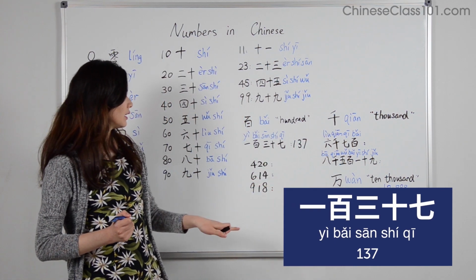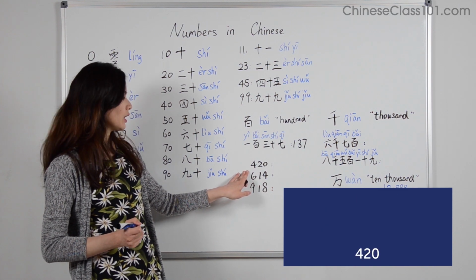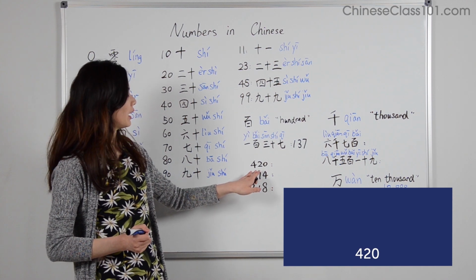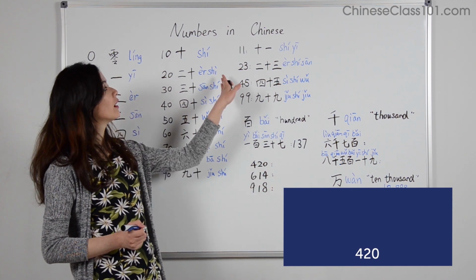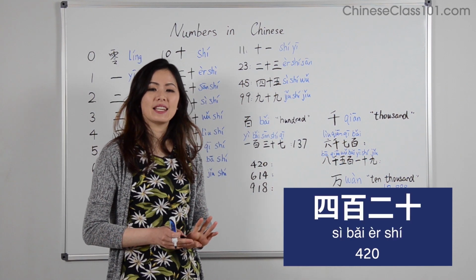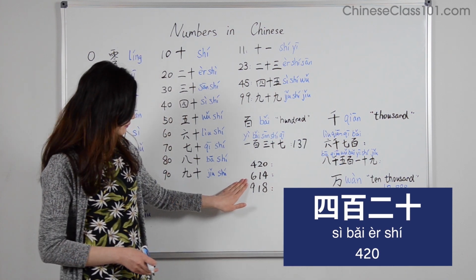So how do you say 420? 400 is 四百, and 20 is 二十. So 420 is 四百二十.